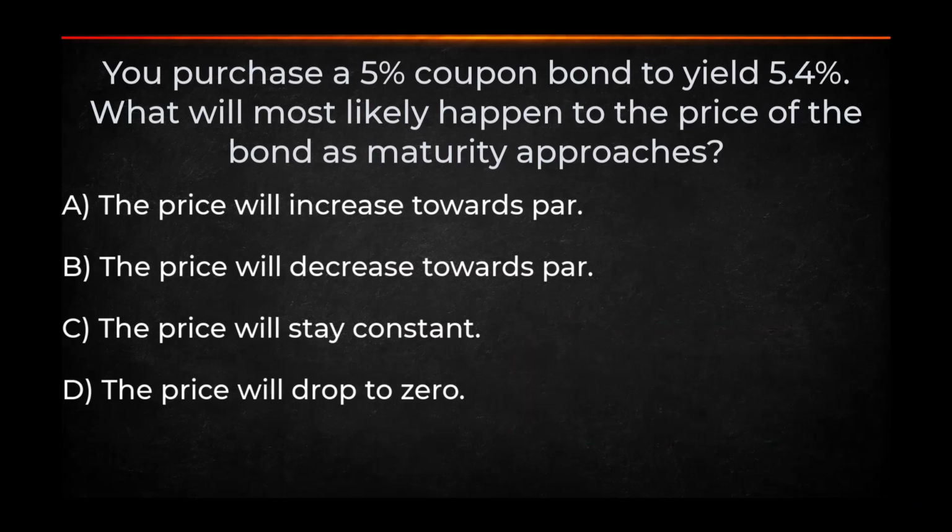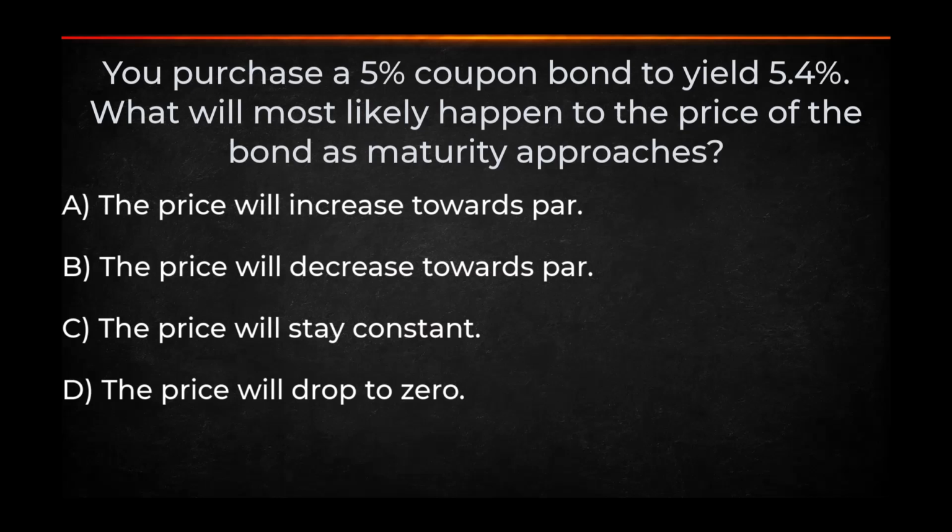You purchase a 5% coupon bond to yield 5.4%. What will most likely happen to the price of the bond as maturity approaches? Okay, the price will increase towards par, it will decrease towards par, will stay constant, or will drop to zero. All right, so to go ahead and answer this, we're going to need to draw our seesaw.